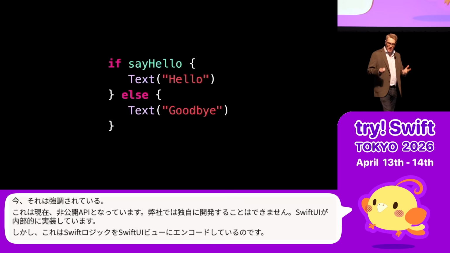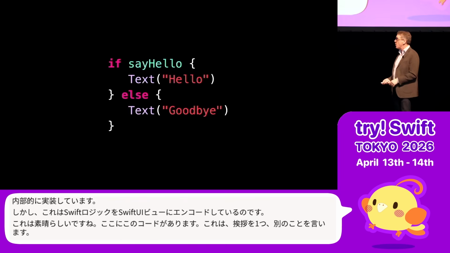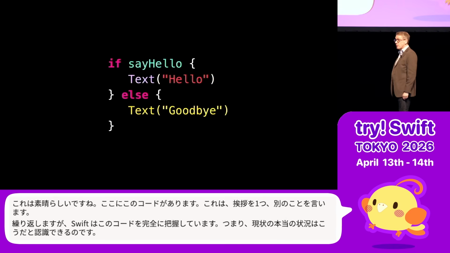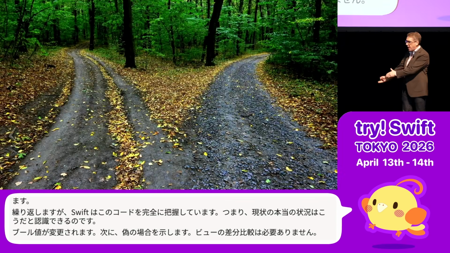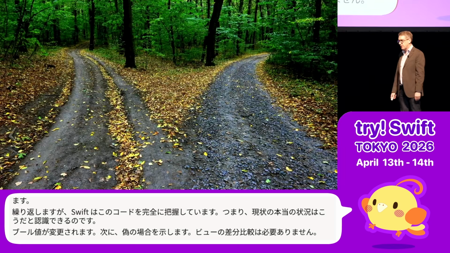And again, Swift has full knowledge of this code. It can see, well, look, here's the true case currently. The Boolean changes. Now I'll show the false case. There is no view diffing required. It's just going to change pathways from this path to that path. It's very, very simple.